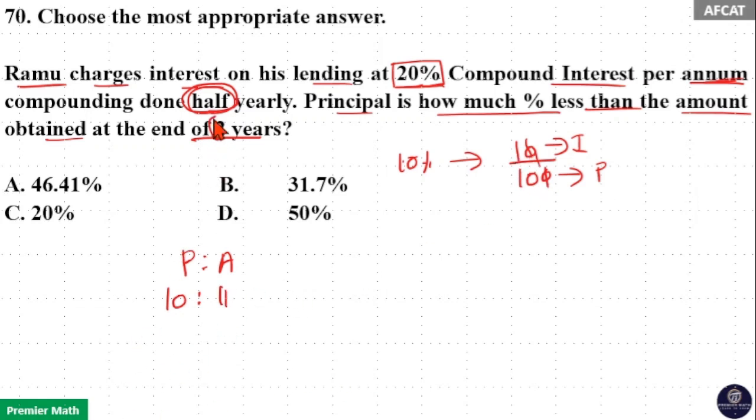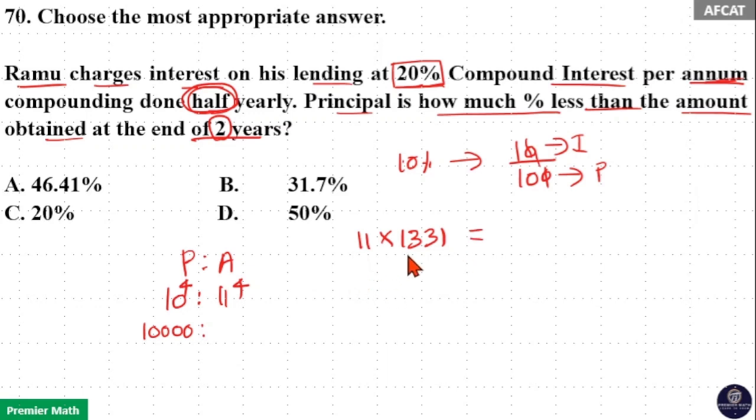Now duration is 2 years. That means there are 4 six-month periods in 2 years. So 10 raised to 4 parts and 11 raised to 4 parts are the principal and amount for 2 years. Now 10 raised to 4 means 10,000. 11 raised to 4 means 11 cube is 1331, so 1331 into 11 is 11 raised to 4.